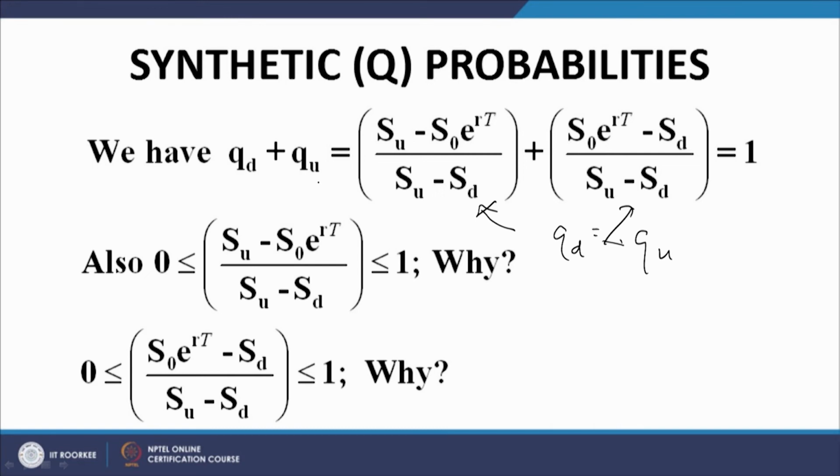You can see here this term and this term cancel out, and we are left with S_u minus S_d divided by S_u minus S_d, which is equal to 1. So, that is one thing.